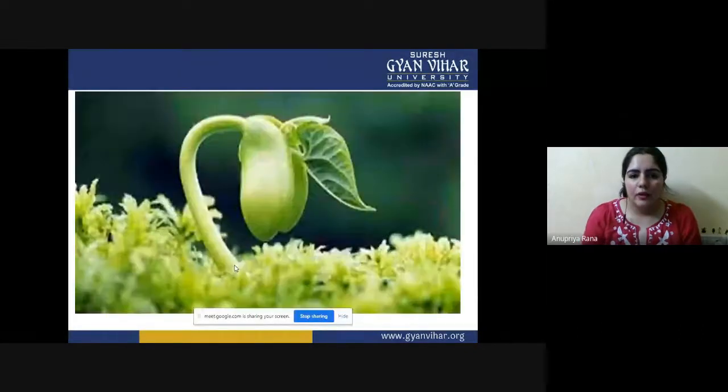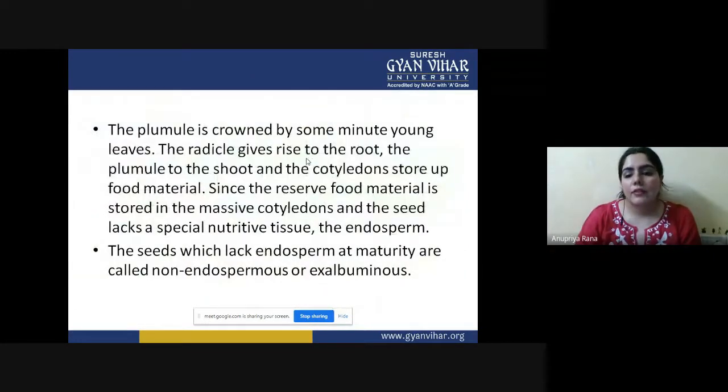You can see that, okay? The plumule is just crowned by very beautiful small leaves. The radicle gives rise to the root, and the plumule to the shoot, and the cotyledon stores food material. So all these three things which are present after we peel off that outer layer, they all have specific functions to do inside plant development. The plumule will go to the shoot, the radicle will go to the root, and the cotyledon which is present along with them will work as a reserve food material.